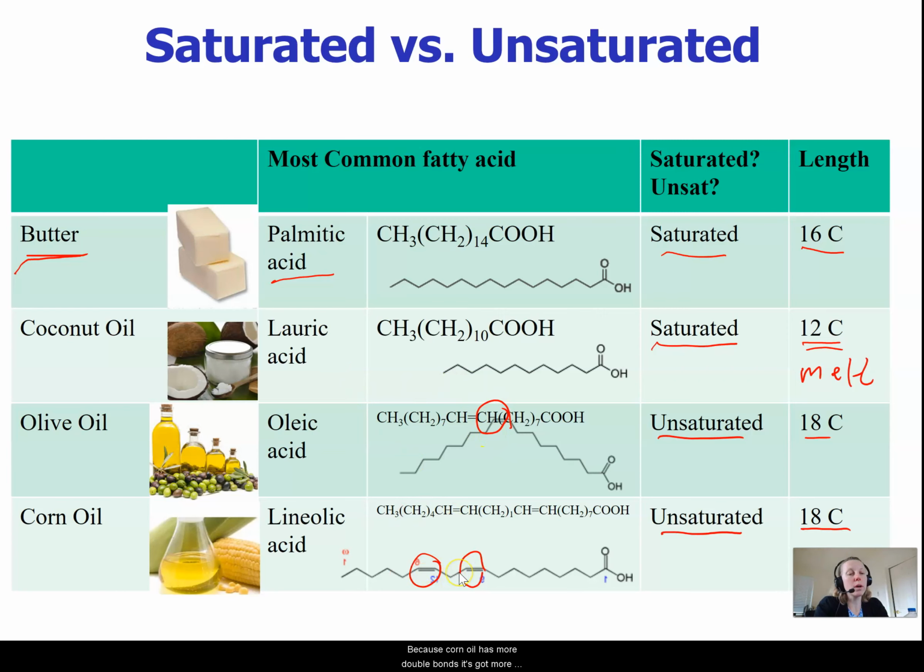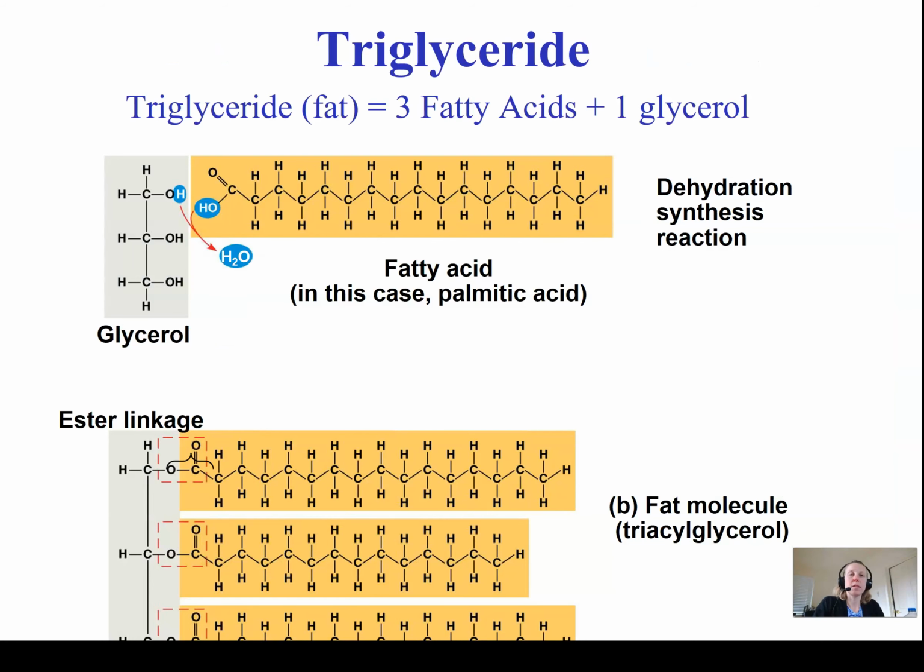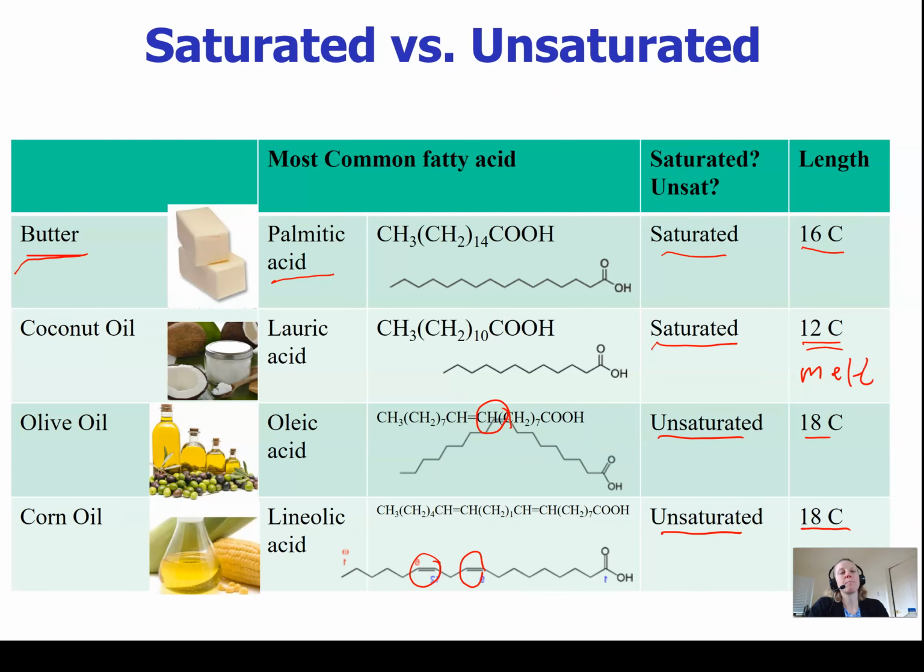Because corn oil has more double bonds, it's got more bends and kinks in it, so it packs even less well than olive oil does. All right, so it turns out that the number of carbons makes a difference, and also the number of double bonds makes a difference for how solid or liquid each of these different fatty acids are.